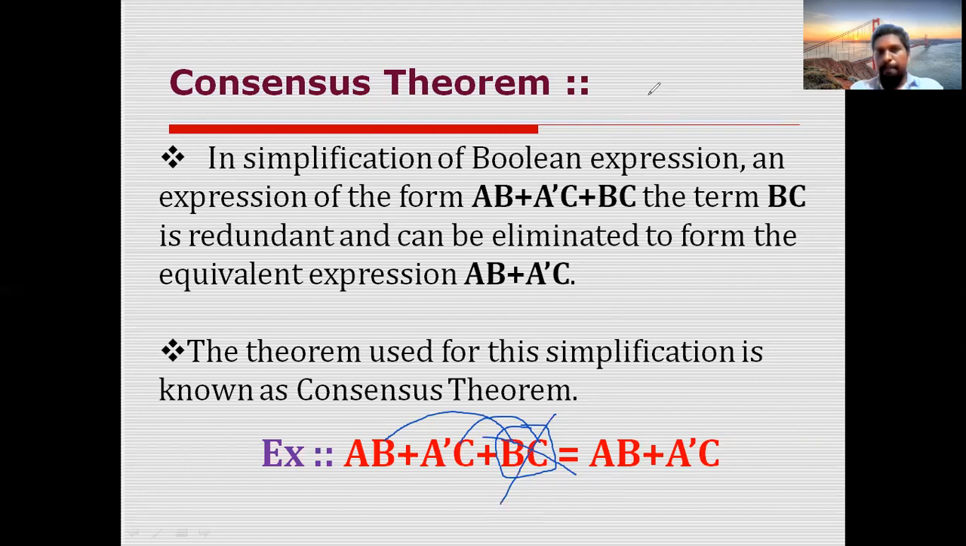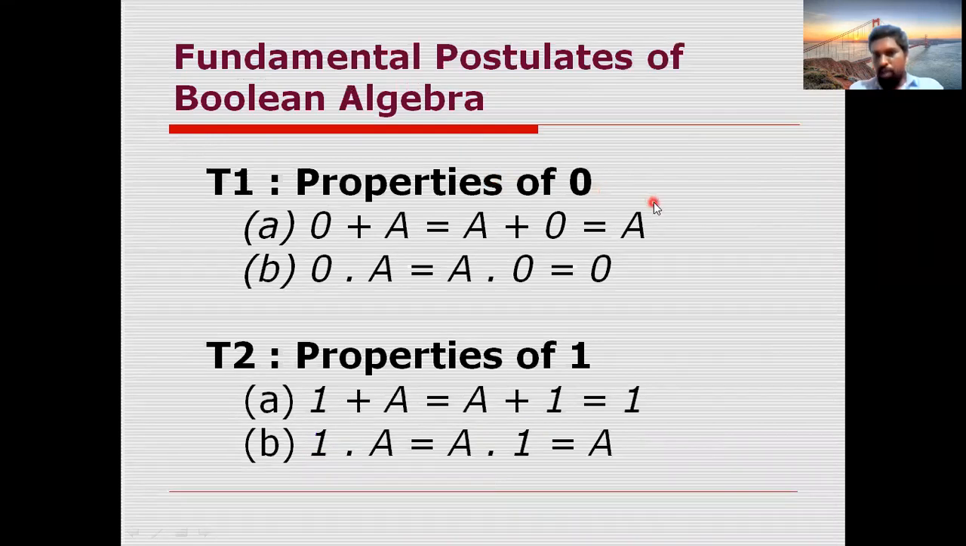Okay, next. Next we will come to properties. Properties of zero: when you add zero to any literal, 0 plus A is equal to A plus 0 equal to A only. When a literal is added to 0, that literal will be the answer. Likewise, when you multiply any literal with 0, you will get the answer as 0.